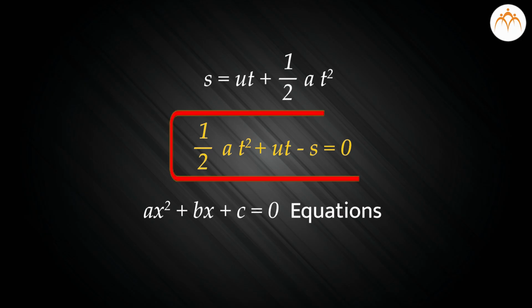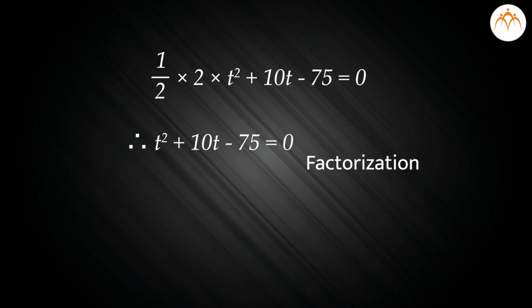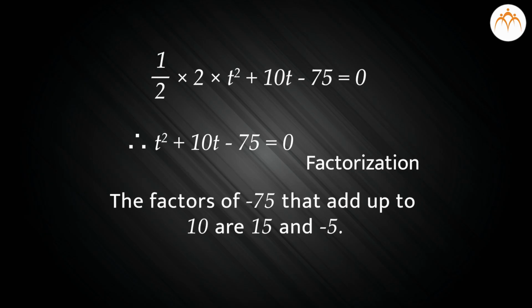Now let's substitute the values we wrote down into this equation. So 1/2 × 2 × t² + 10t − 75 = 0. Therefore, t² + 10t − 75 = 0. Now let's solve this quadratic equation by factorization. Let's find the factors of −75 that add up to 10: they are 15 and −5.